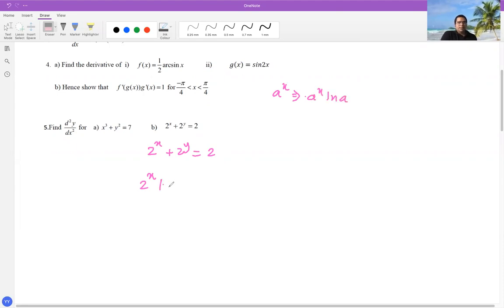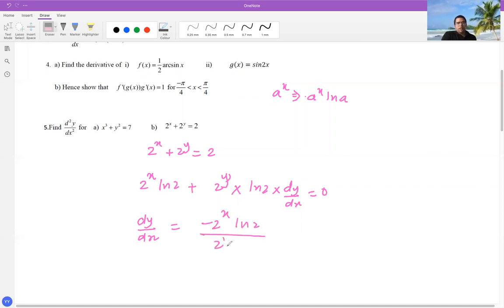So 2 to the power x ln 2 plus 2 to the power y derivative, 2 to the power y into ln 2 into derivative of y, which is dy by dx, is equal to 0. Now after this, we are going to make dy by dx the subject of the formula. So dy by dx is negative 2 to the power x ln 2 over 2 to the power y ln 2, which is negative 2 to the power x over 2 to the power y.